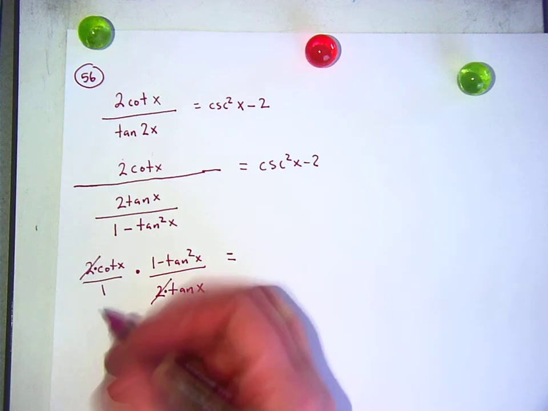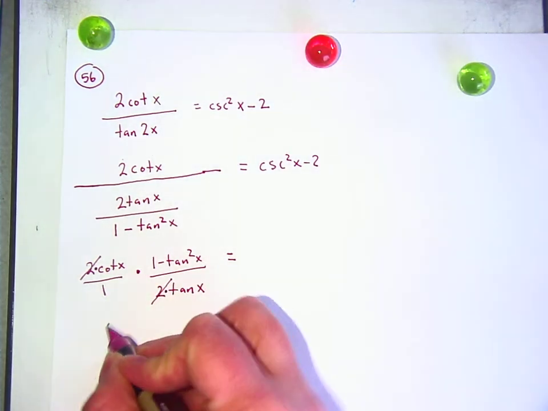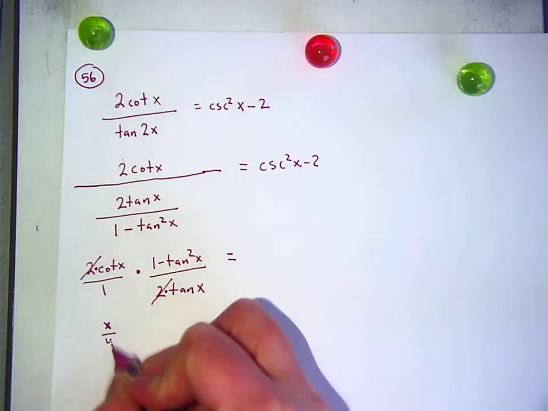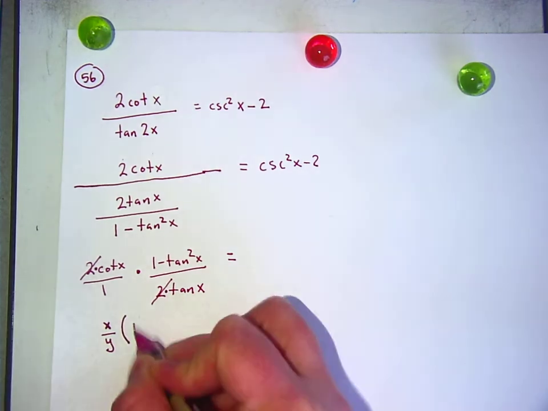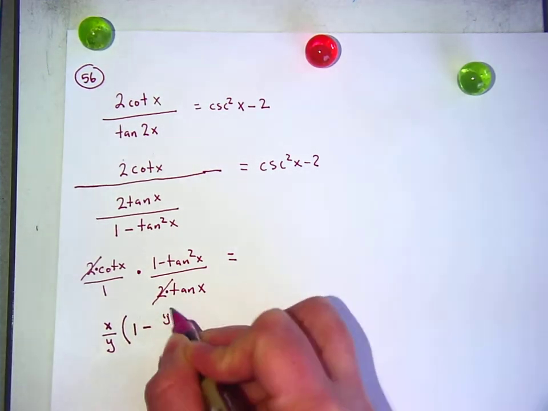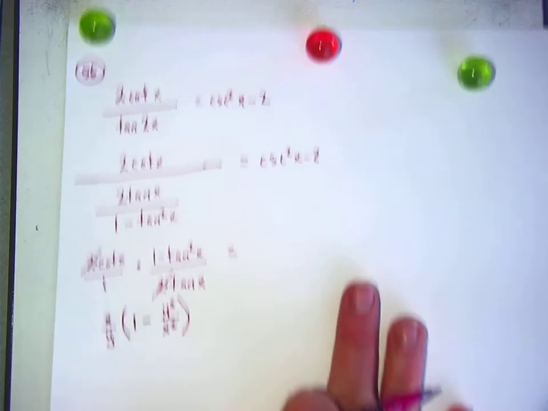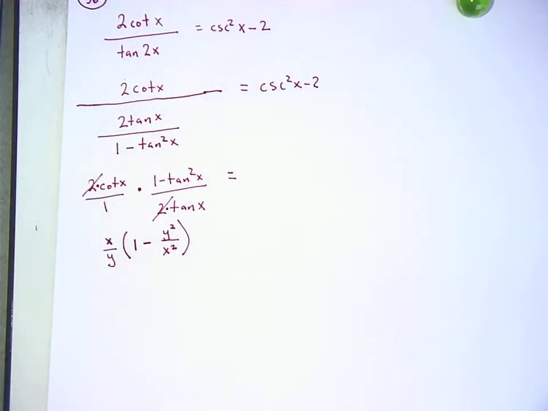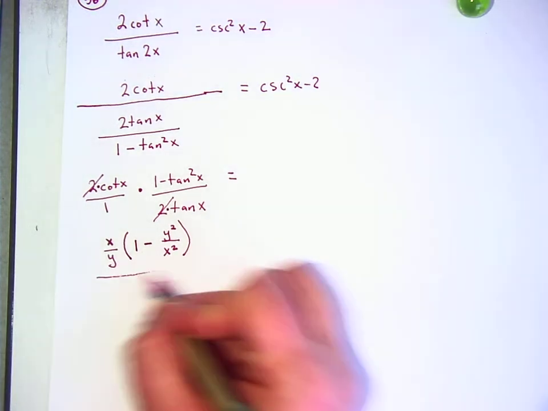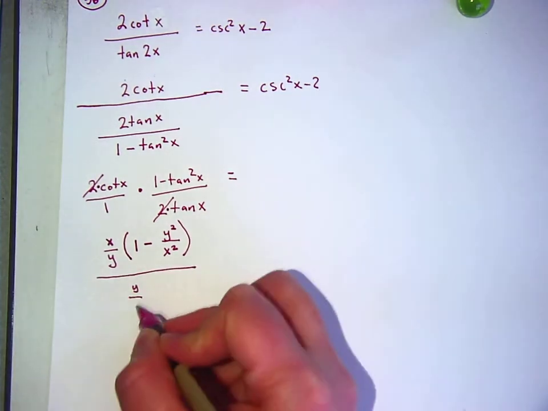Okay, so I'm going to change the top into x's and y's. I'm going to be very careful about it. This is x over y times 1 minus y squared over x squared. Does everybody understand that tangent squared can be y squared over x squared? Yeah. Divided by y over x.